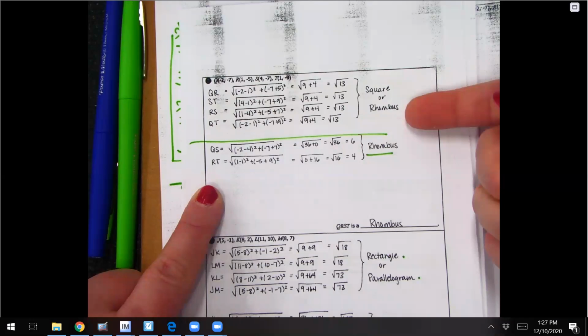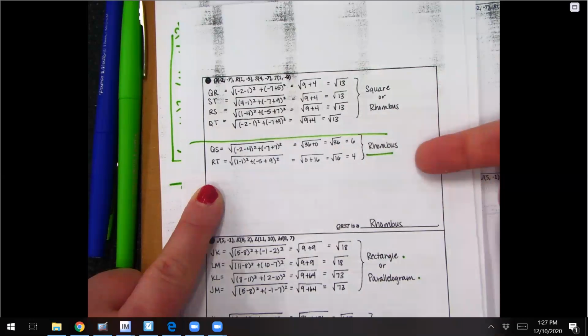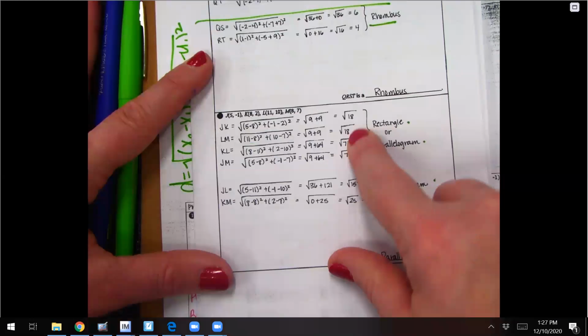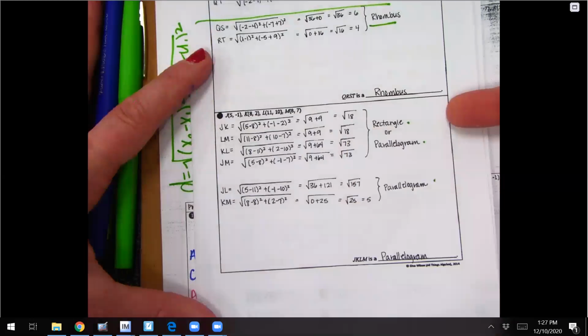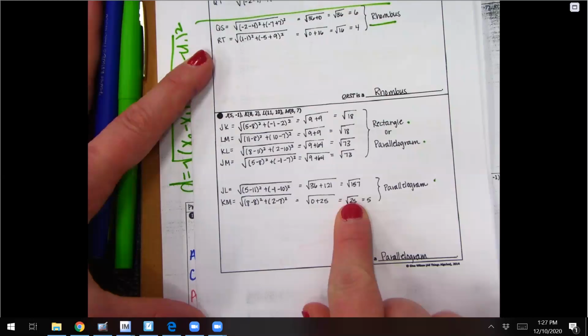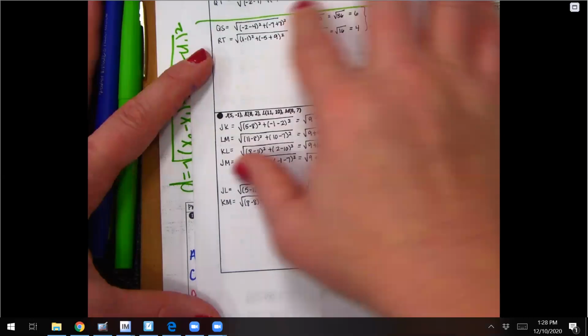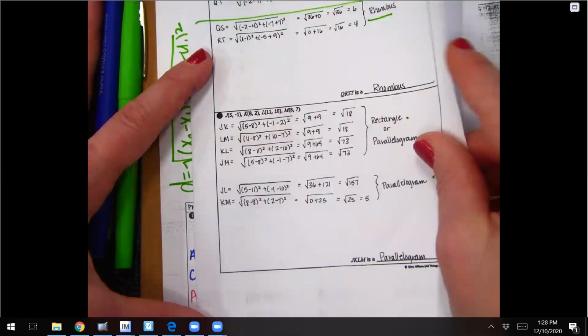Okay? Over here, 18, 18, 73, 73, which means not a square, not a rhombus, it's got to be a rectangle or parallelogram. You do the diagonals. They are different. Question about this? No, it's pretty straightforward as long as you've got the distance formula. It's just a matter of taking time figuring the distances.